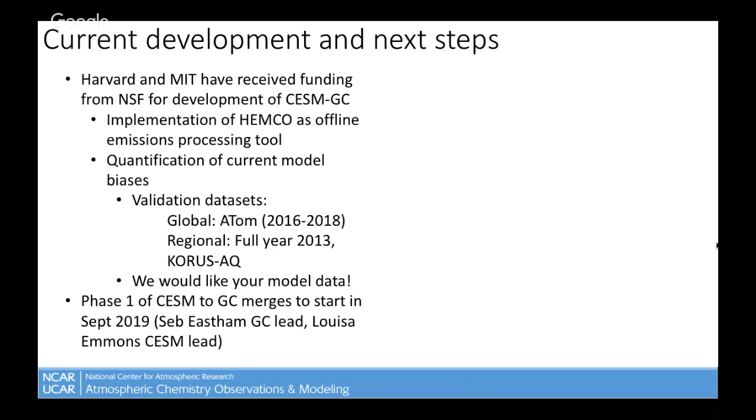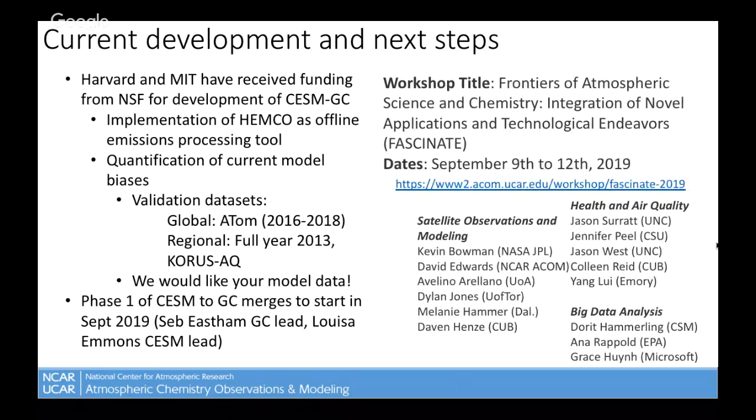So for the current development and next steps, Harvard and MIT have been awarded funding from NSF to look at combining CESM and GEOS-Chem. And we're looking at HEMCO as an offline emissions tool. And we're trying to validate this using a number of data sets, so we could use your data. And phase 1 will probably start in September of this year. And I will take any questions.